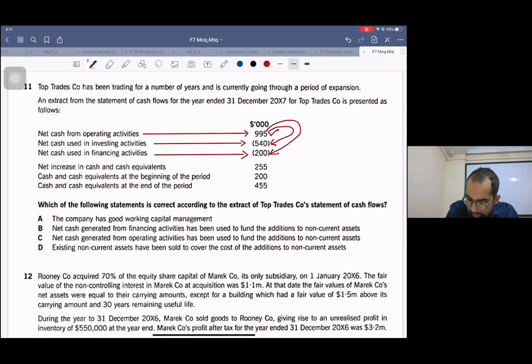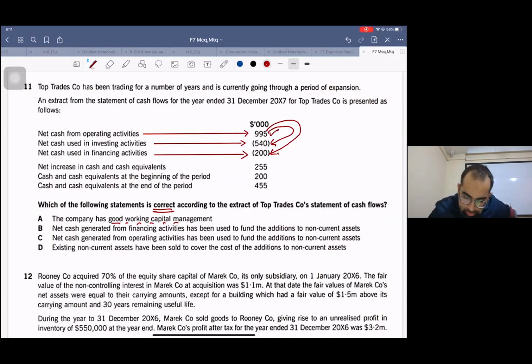Which of the following statements is correct? It means we have to give the obvious statement. The company has good working capital management. There is nothing written about working capital, dear student. No inventory, receivables, payables. How can I say anything about working capital? So I should not go with this answer, because this question does not relate anything to working capital. So it's better not to take this.